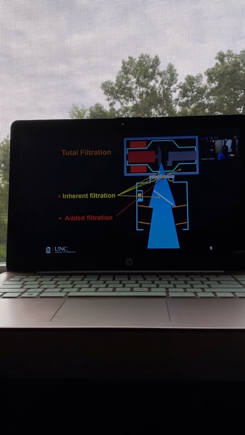Okay. So added filtration and inherent filtration. When you add them together, we get something that is referred to as total filtration. So total filtration is the inherent filtration, which is the tube window, the tube port, the oil, and the mirror. So it's those four things plus the added filtration, which is this sheet of aluminum. That's what yields total filtration.